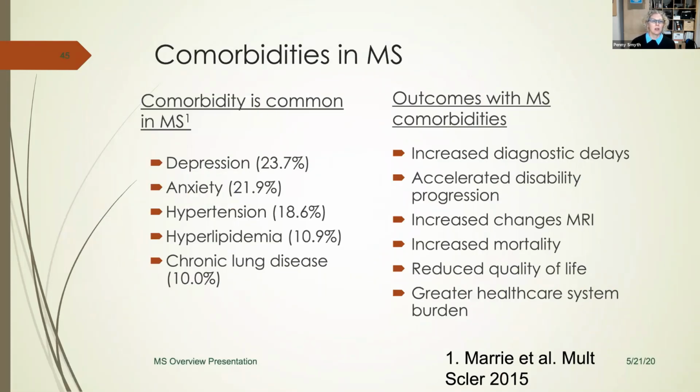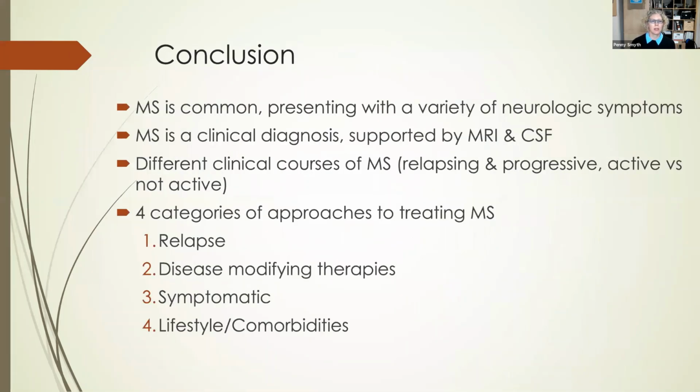And then finally, comorbidities. So comorbidities are common in MS. This is from Ruth Ann Marie, who's really world-renowned for her work in comorbidities in MS in Winnipeg, and showing that we can actually impact our course for our MS patients if we address these things properly.